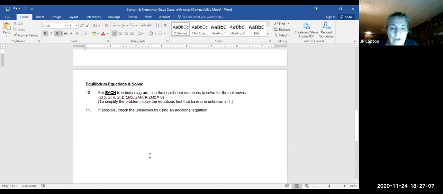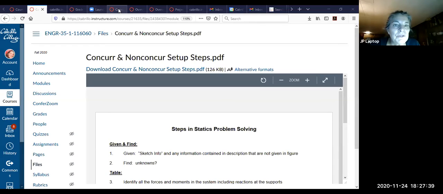I'm going to stop sharing. And what questions do you have regarding the steps? I have a question. And what is that question, Jason? Oh, well, in trusses, we're going to trusses now. Hang on. Let me go on to trusses and frames, and then I'll answer your question. Thank you.